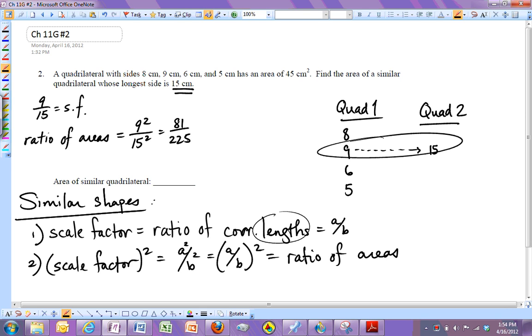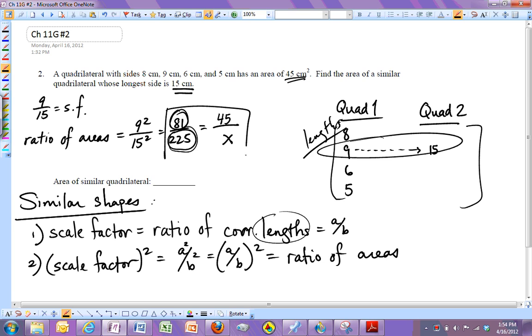Okay, so I know that for every 81 units of area for the smaller shape, I get 225 units of area for the bigger shape. So these are lengths, all here. And separately, now we've got area comparisons. Every 81 units for the small, I get 225 for the big in terms of area. Well, the small area is 45, and the big area, I don't know. So here's your setup right here. That's what you can use to solve the problem.